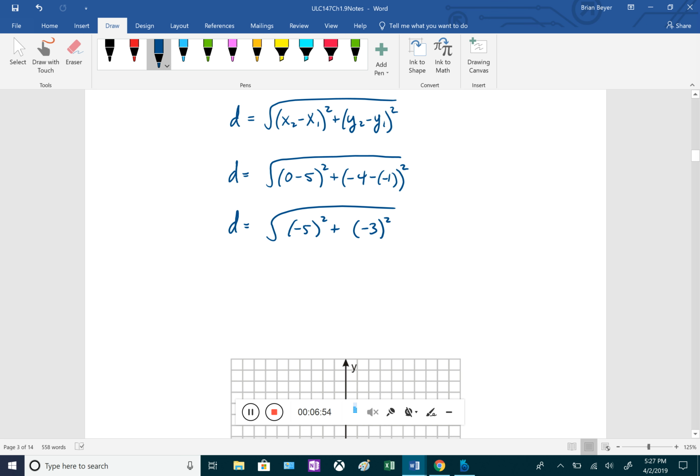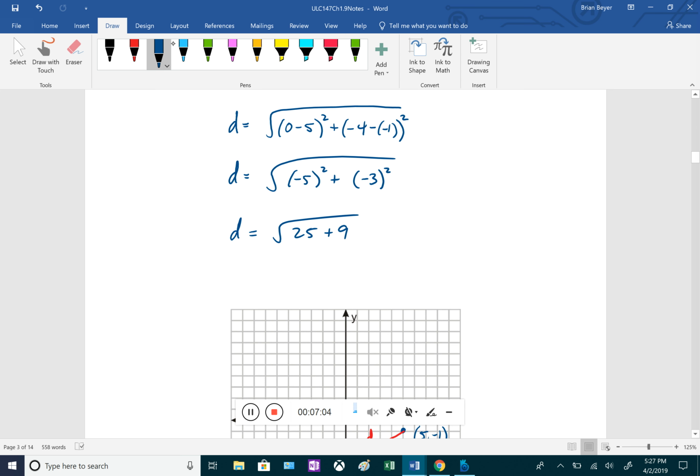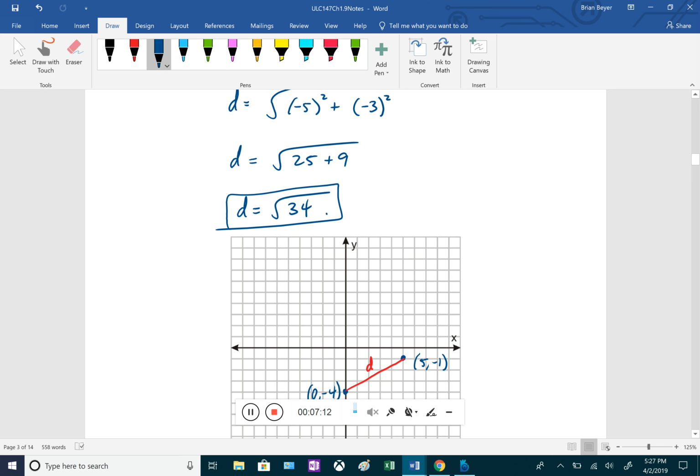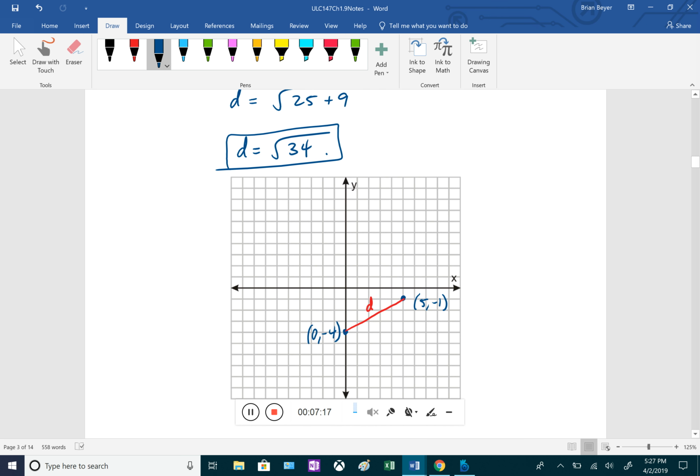Okay, and then simplifying this we get 25 plus 9. And this is going to end up giving us the square root of 34. So whatever that is, that's almost 6, which it looks like it might be. 6 would be about a reasonable approximation for the length of that red line.